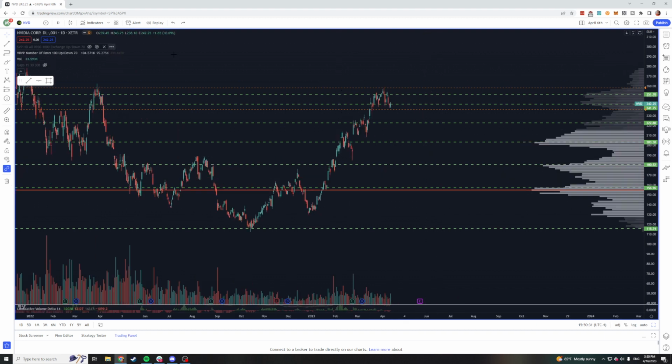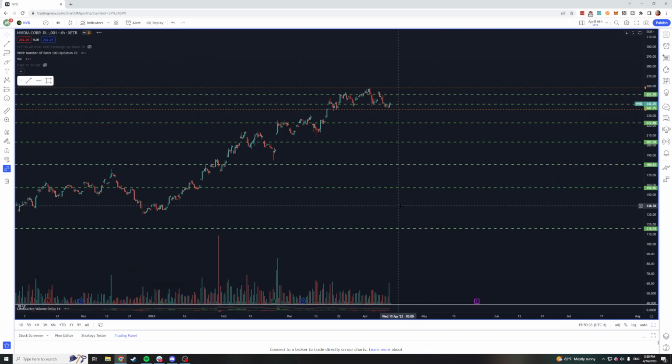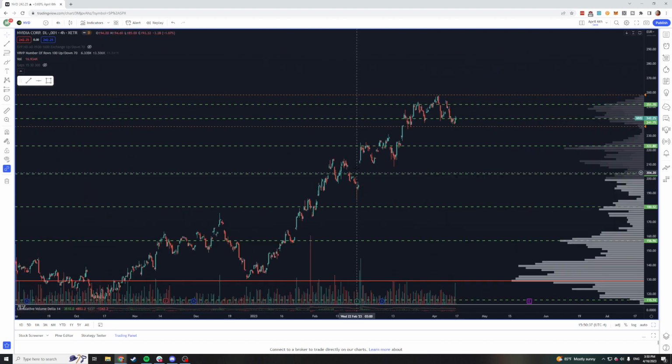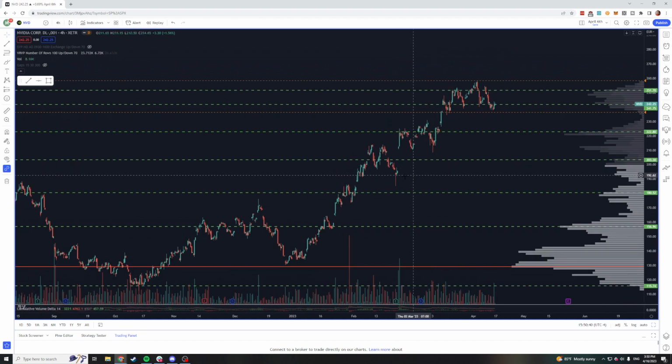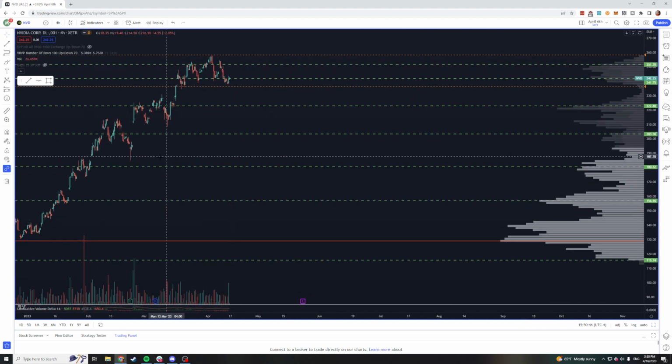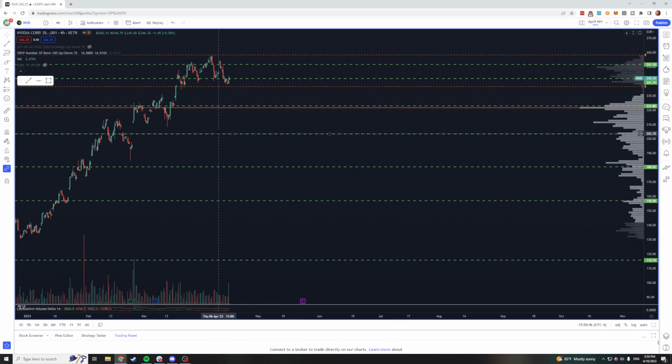Let's zoom in a little bit on NVIDIA before I leave this chart. Wow, they gap all over the place. An interesting stock. I mean, this is kind of a P. The skinny-ish belly on the volume profile.